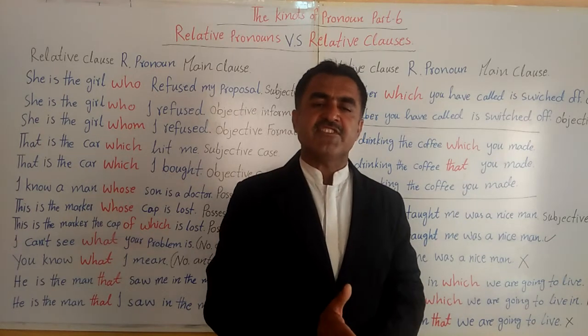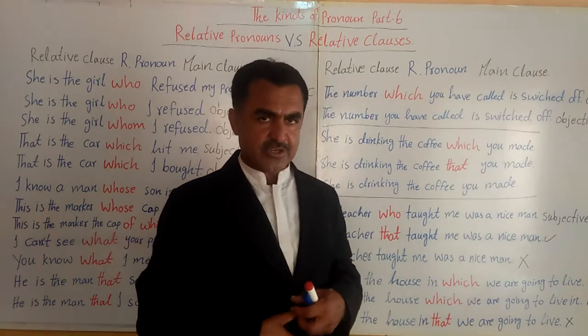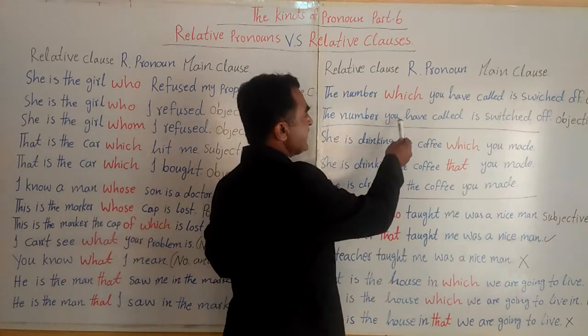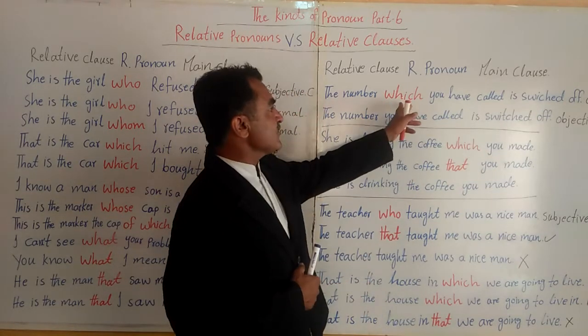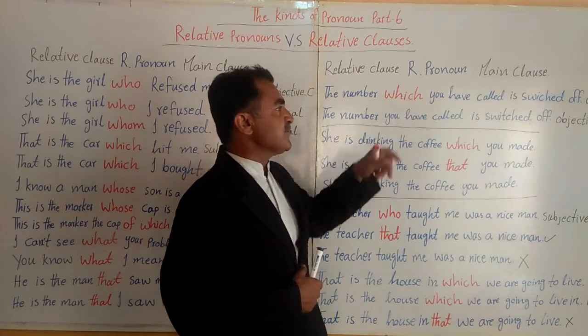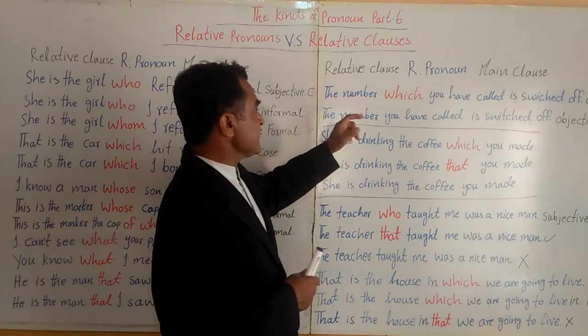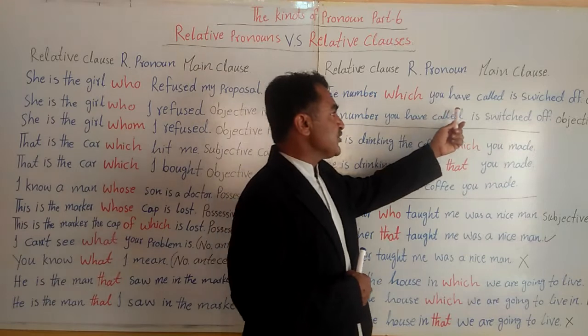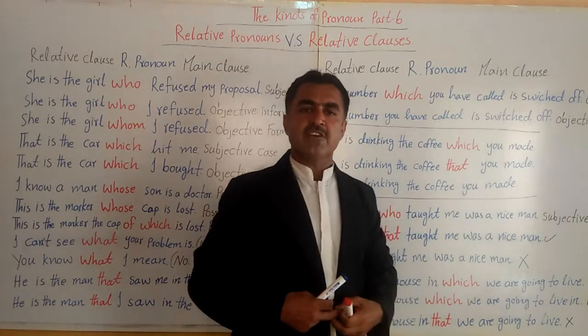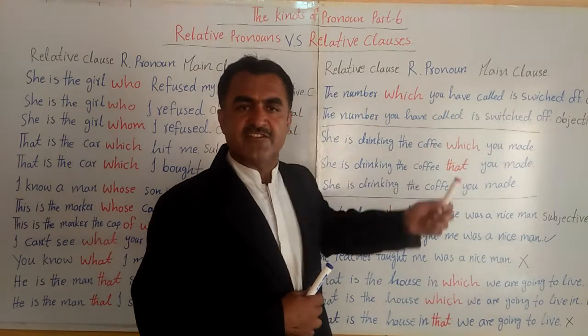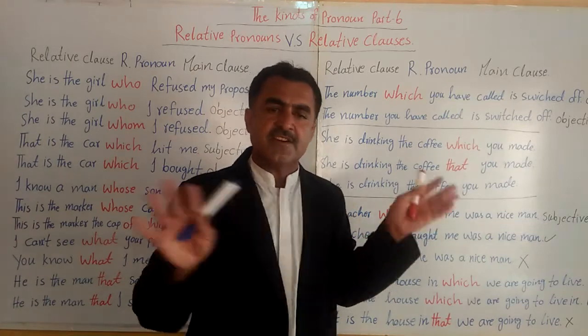When it is the subjective case, it cannot be dropped. Now you see, here it is dropped. Why? Because this pronoun has been used as an object. You can see this sentence: The number which you have called is switched off. Now here it is the objective case because the number has done nothing.